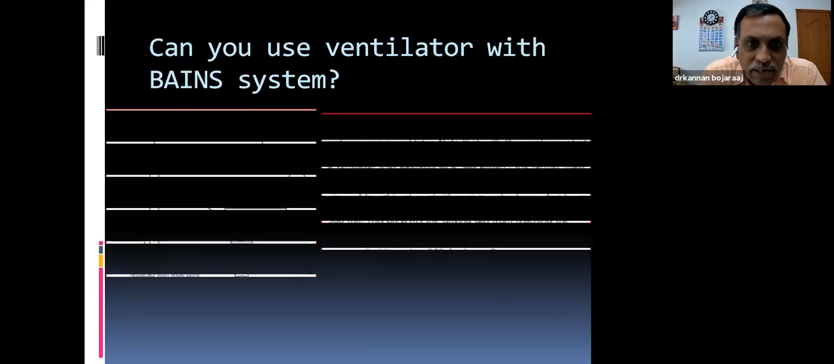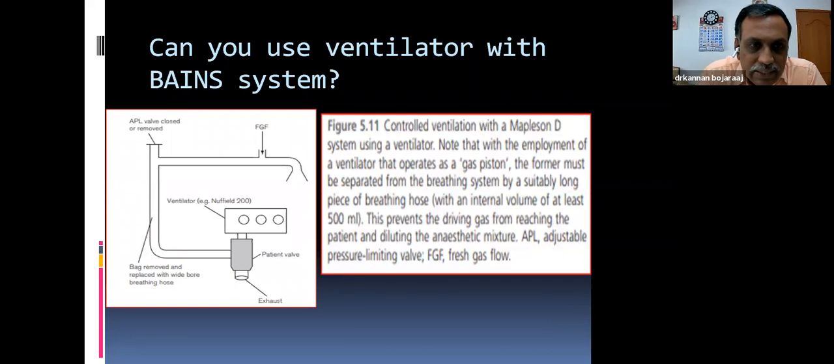Can you use a ventilator? I have already told earlier. There is a way where we can use this ventilator. You can take away this APL valve and the reservoir bag, take it off, and attach the ventilator hose here, and you can utilize this anesthesia ventilator during this Bain circuit. No problem at all. And the patient exhaust valve, where is the APL valve? The APL valve will be taken care of by the anesthesia machine. These anesthetic ventilators have exhaust valves.